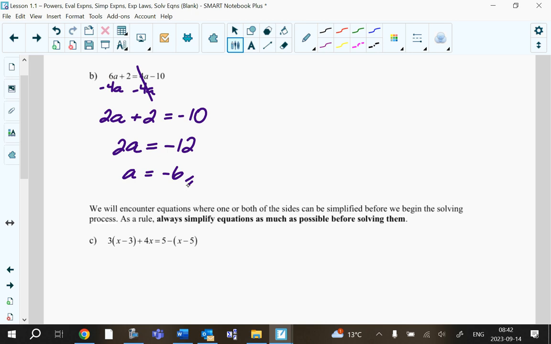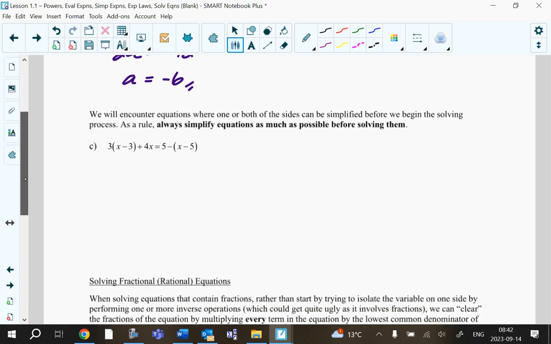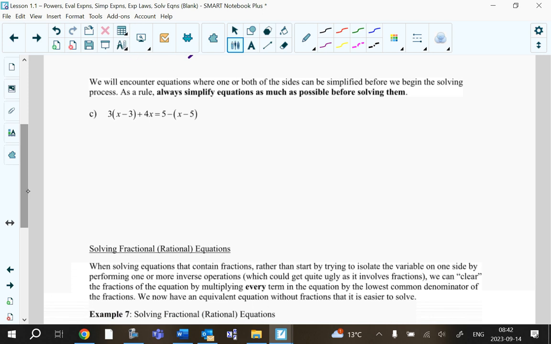We're going to encounter some equations where we've got to do some simplifying first. So we did a lot of simplifying last year. What I need to do is, by taking out parentheses and collecting like terms, make both sides of the equation as simple as possible before I start moving things around to get x by itself.